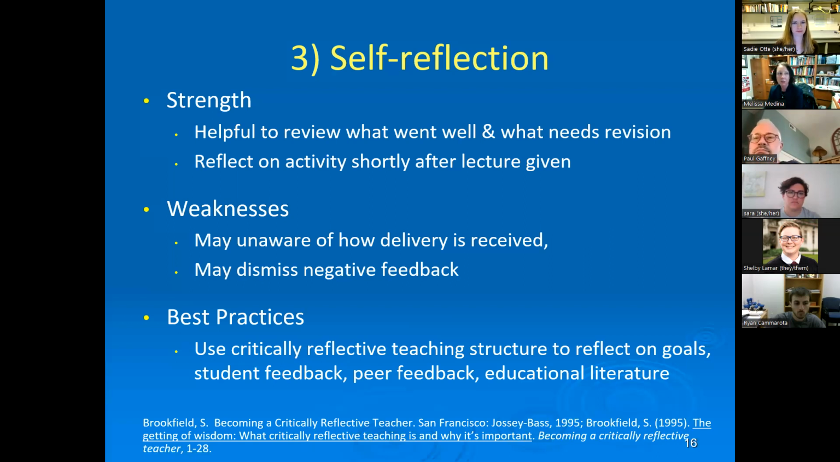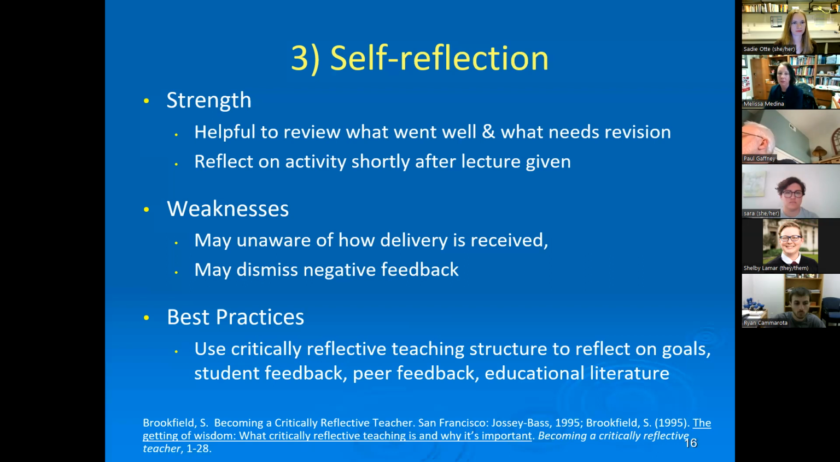It also may be easy for you to dismiss negative feedback if you are just self-evaluating. For example, I have had faculty that have gotten maybe a weak course evaluation from their students. When I question them about it, they'll say, well, my class is hard, so I am always going to get a negative evaluation from students. And that's really a misperception. Just because you have a hard class doesn't mean you're going to have negative course evaluations.